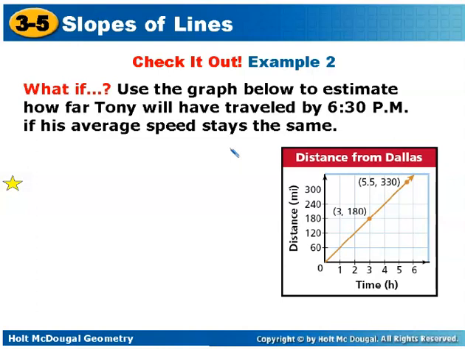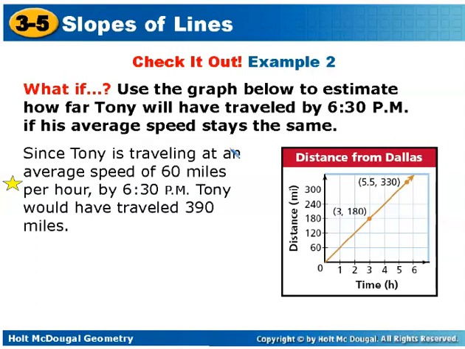Okay, so your answer for this: we've got Tony traveling, and we want to know if he's traveling at an average speed of 60 miles per hour, and by 6:30, he would have traveled 390 miles. Now you notice that that's not shown on our graph, right? 390 miles isn't represented, but I can do it with the calculation to find that.